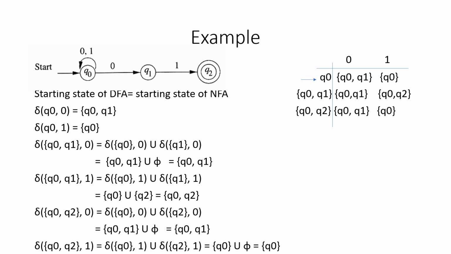So the starting state, okay fine, no problem, because the starting state of the DFA is equivalent to the starting state of the NFA. But again, we have to decide about the accepting state. So the accepting states of the DFA are nothing but the sets of states which contain the accepting state of the NFA. I am repeating, the set of states which contains the accepting state of the NFA will be the accepting state of the DFA.